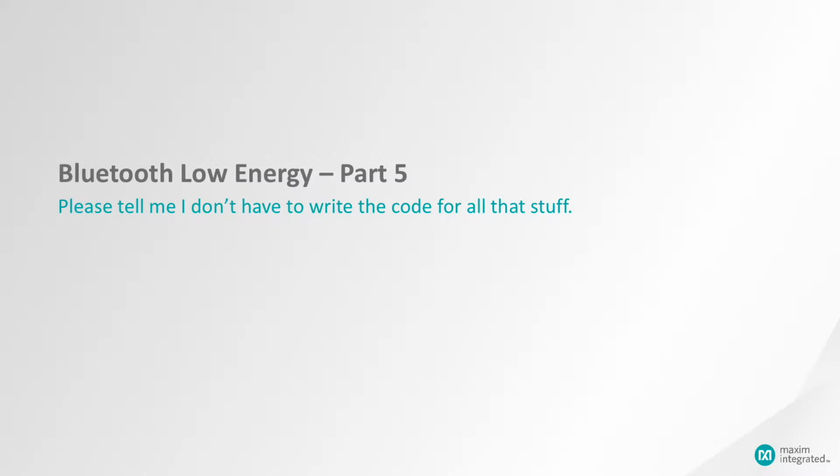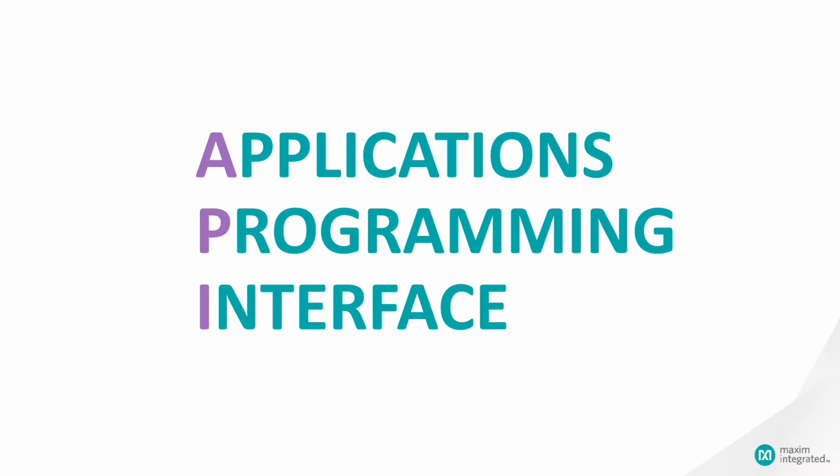All of the programming to run the radio and the protocol has already been written, tested, and vetted by Maxim or one of its technology partners. All you do is write the application and pull the various BLE levers using API calls. Oh, wait, what's an API? An API is an Applications Programming Interface. It's the way low-level services interface to higher-level code.